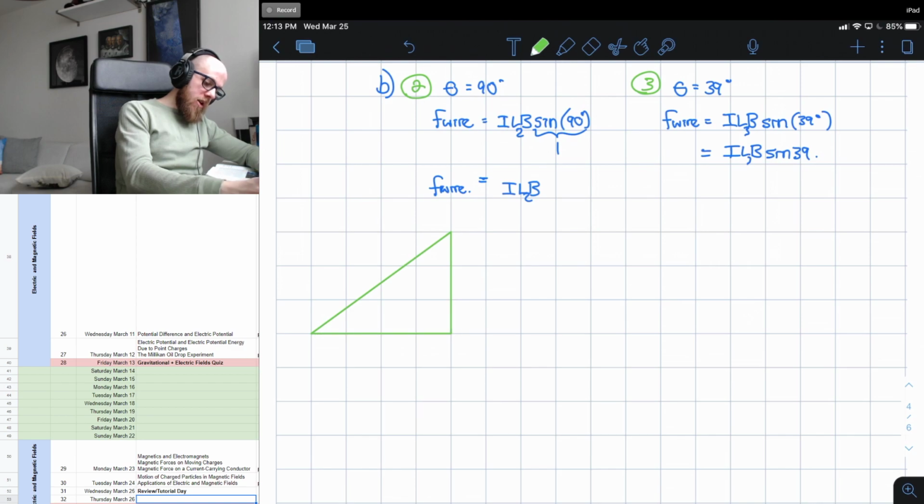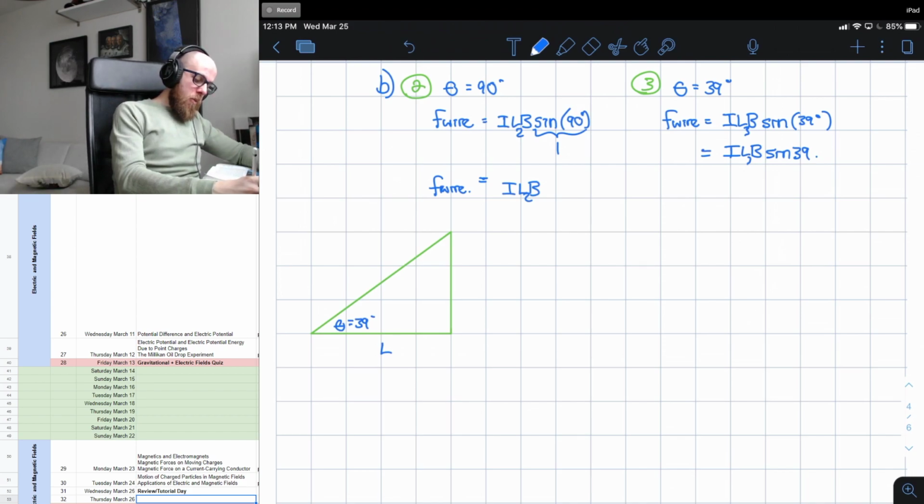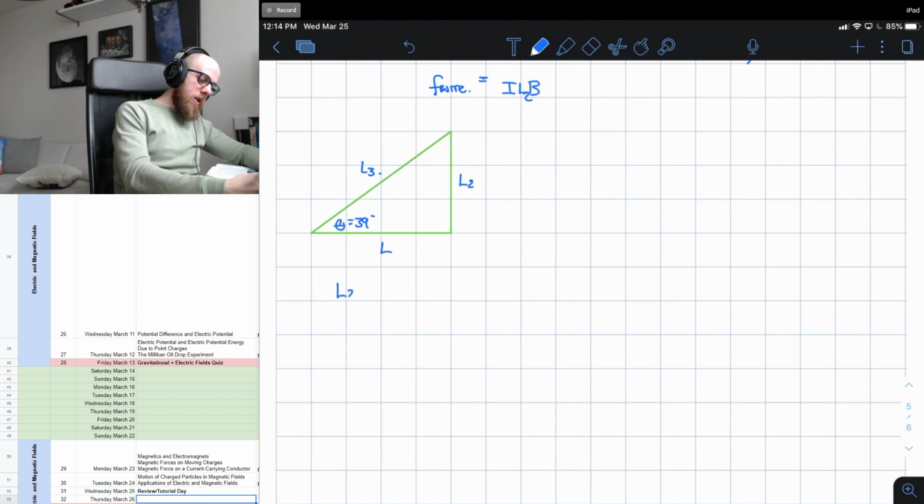I know that this angle here is 39 degrees. I know that this value here is L, okay? And so let's call these L2 and L3. If I want an expression for L2, I have to note that tan of 39 degrees equals L2 over L. Which means that L2 is equal to tan 39 times L, or rewriting that, L tan 39.